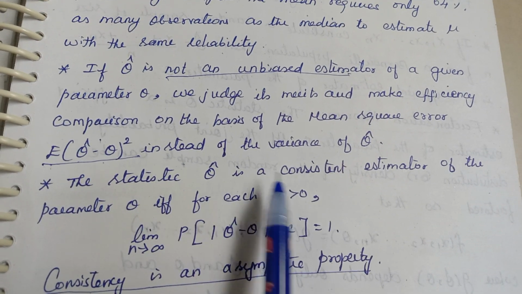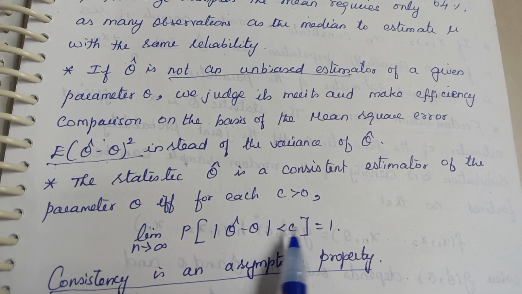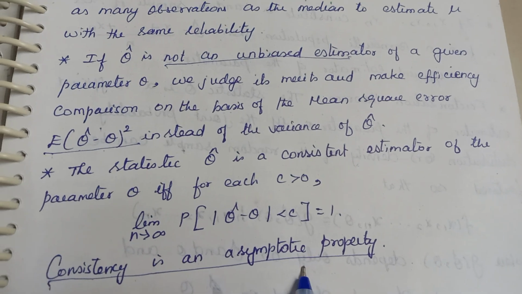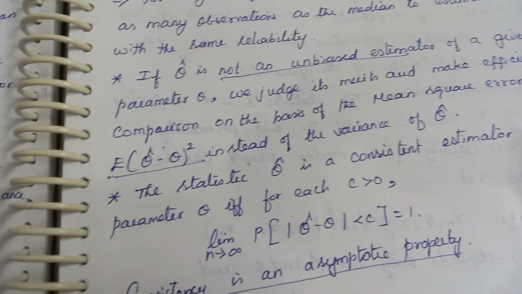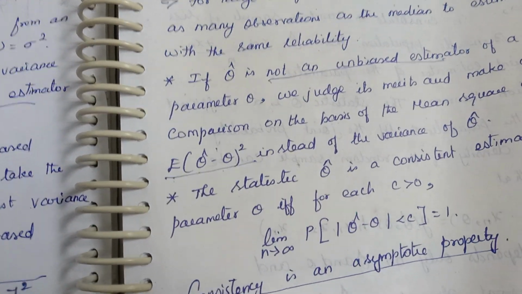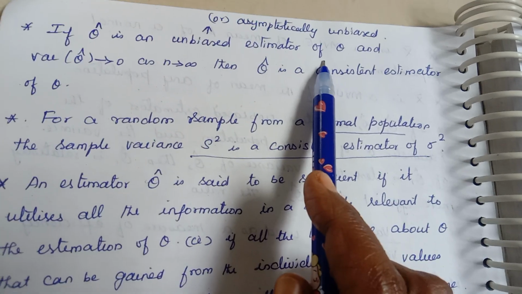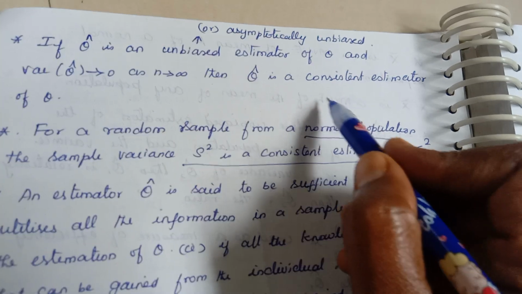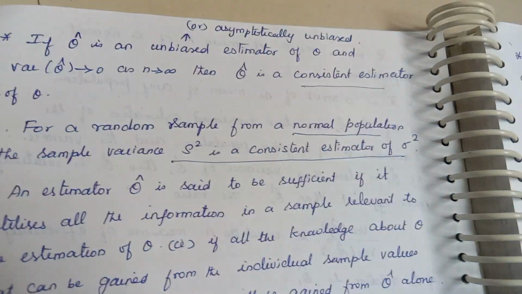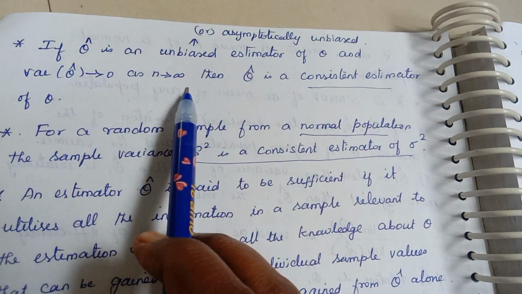Next one: the statistic theta cap is a consistent estimator if the probability of the absolute value of theta cap minus theta being less than c is equal to 1. Consistency is an asymptotic property, meaning in the long run only we calculate. So consistency means the probability of theta cap minus theta being less than c, as n tends to infinity, tends to 1. If theta cap is an unbiased or asymptotically unbiased estimator of theta and the variance of theta cap tends to 0 as n tends to infinity, then theta cap is a consistent estimator. This is another equivalent definition. We don't use the previous definition frequently. Only this definition we will use.